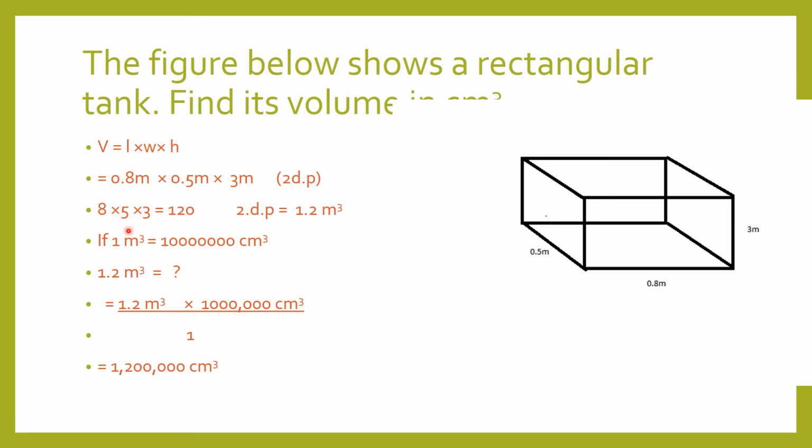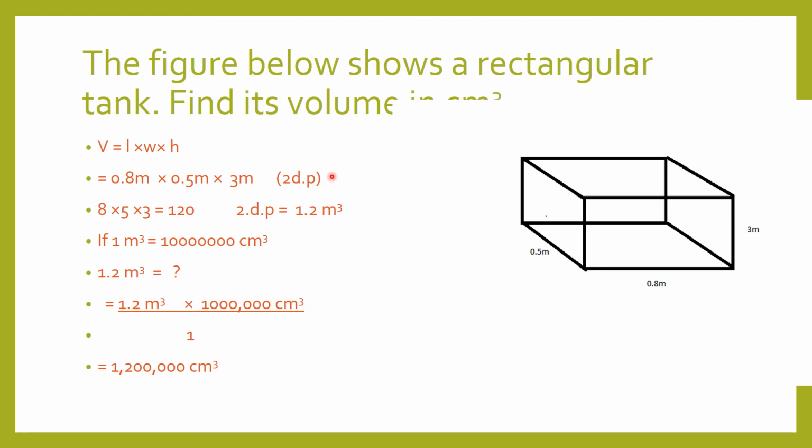So 8 times 5 times 3 is 120, but my answer must have 2 decimal places. So you'll count from here, 1, 2. So you'll find out that your volume in meters cube is 1.20, of which that 0 does not have any value. So it is just 1.2 meters cube.